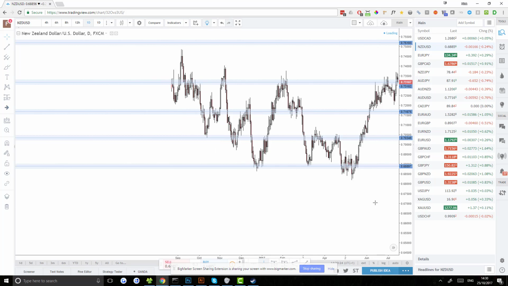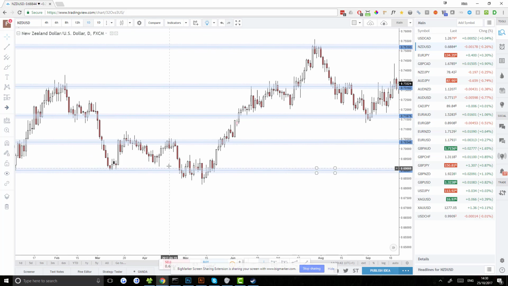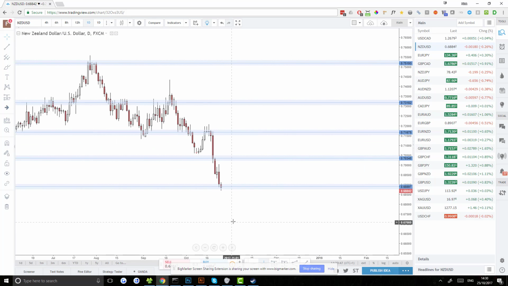This is a strong support area. It's held price back several times in recent history. So we got here, here, and here. That was towards the end of 2016. This was March 2017, and this was May 2017. In May 2017, it did get a little messy. It did dip below it, but that's fine. Let's see what happens here.